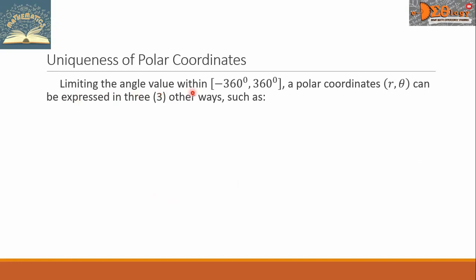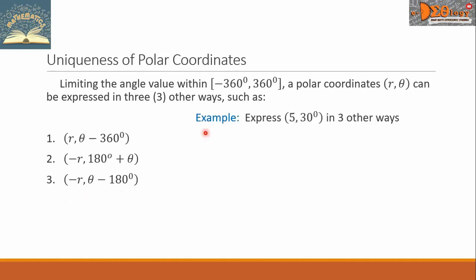Limiting the angle value within the range -360 degrees to 360 degrees, a polar coordinates r, theta can be expressed in three other ways, such as the first is r, theta minus 360 degrees. Number 2, negative r, 180 degrees plus theta. And the third is negative r, theta minus 180 degrees.